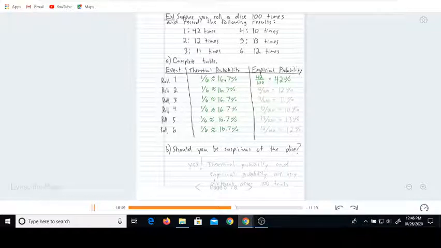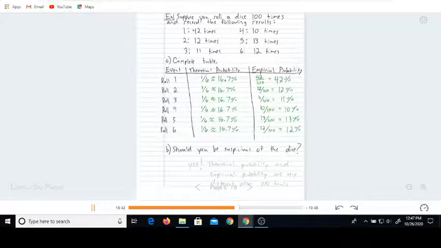And then we rolled a 2 12 out of 100. Well, that says 12%. We rolled a 3 11 times out of 100, which is 11%. We rolled a 4, looking up above, 10 times out of 100, which is, of course, 10%. We rolled a 5 13 times out of 100, which is a 13%. And we rolled a 6 12 times out of 100, which is a 12%.